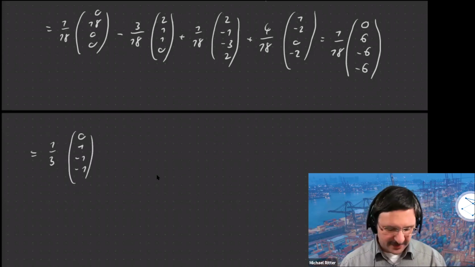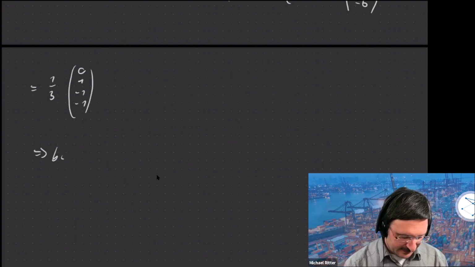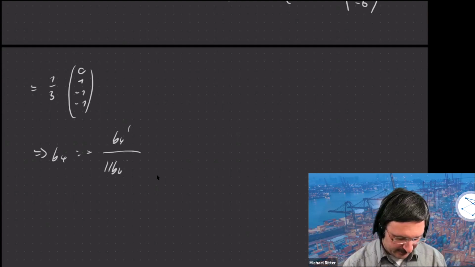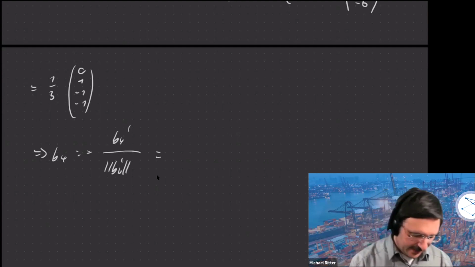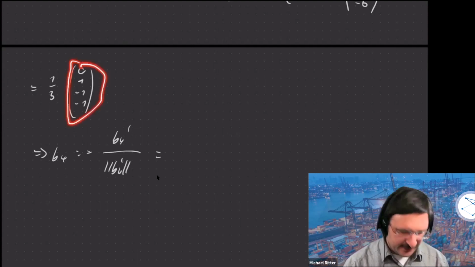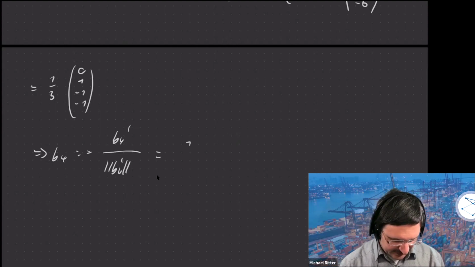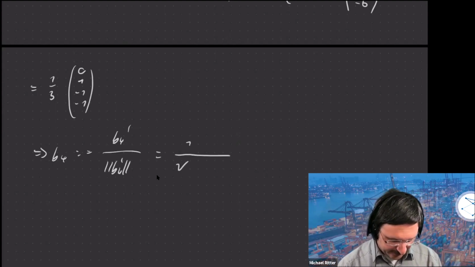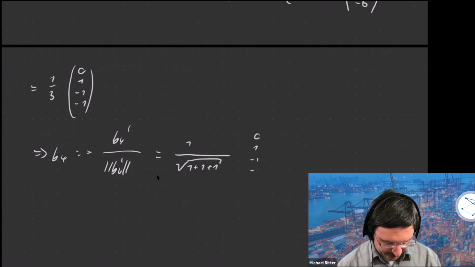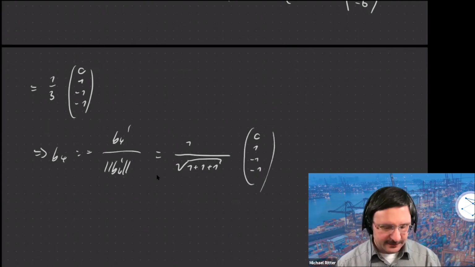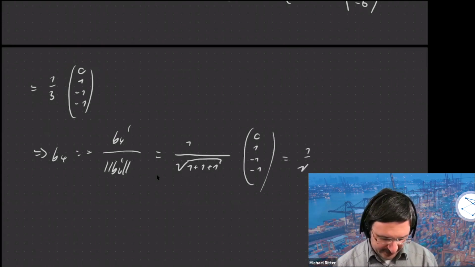And again, we have to normalize that. So B4 is B4 prime over the norm of B4 prime. And again, I can just normalize this vector here instead of this one to get the same result. And that would be 1 over the square root of 1 plus 1 plus 1, times 0, 1, minus 1, minus 1. So what I get is 1 over the square root of 3 times 0, 1, minus 1, minus 1.